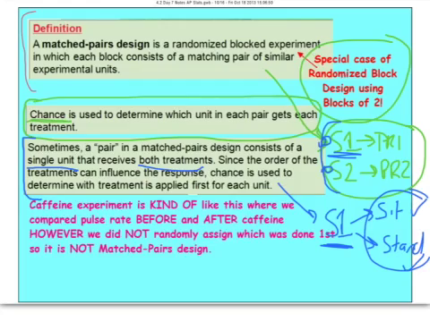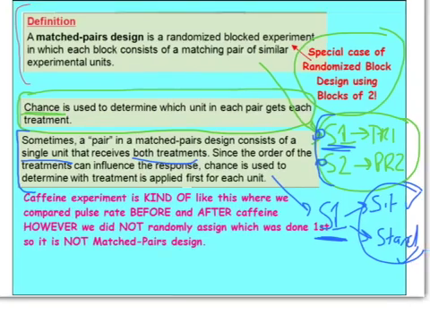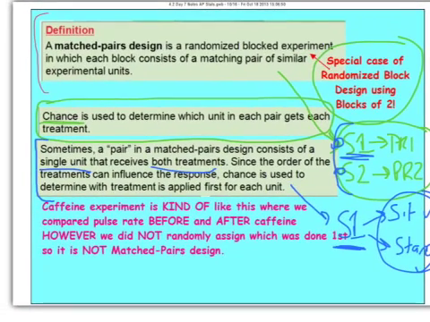Here, if you were sitting and standing, the key thing is that you would have to use chance to figure out which of the two you did first, whether you sat first or stood first. And it could vary for each subject. So that's the difference: you use chance to assign the experimental treatments.